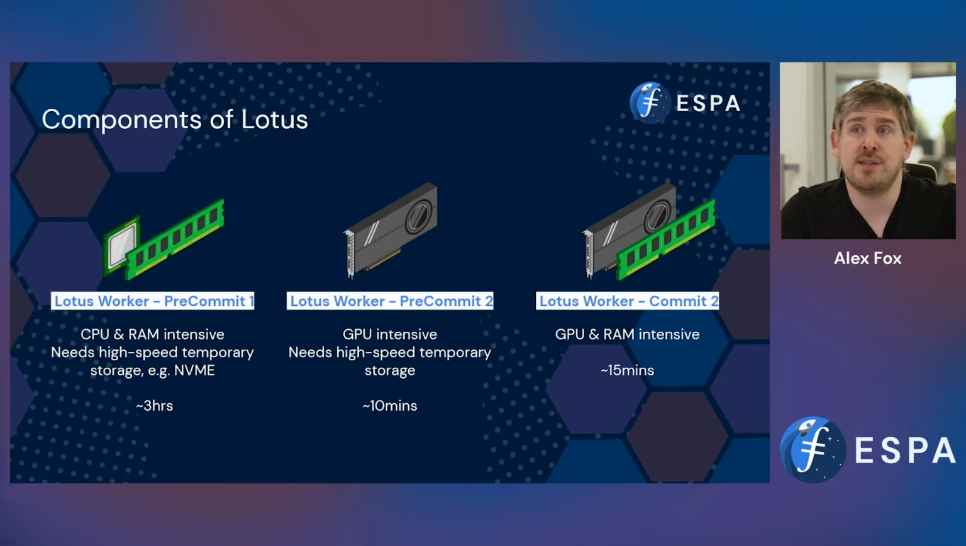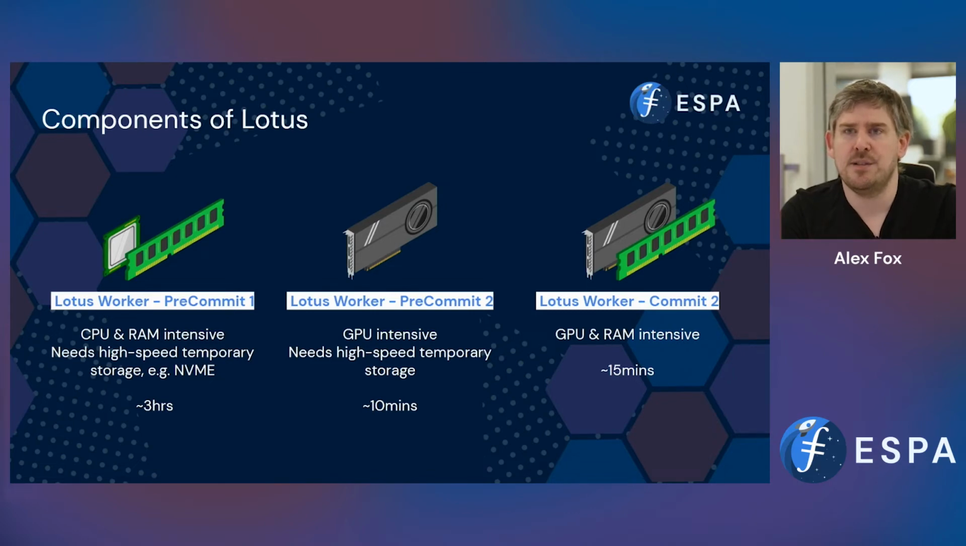But the majority of the work is really split into 3 different parts. There's pre-commit 1, pre-commit 2, and commit 2. And they're shortened to PC1, PC2, C2, respectively. And that's what we see when we're running commands in Lotus. It'll just refer to PC1, PC2, C2 as the pre-commit 1, pre-commit 2, commit 2 parts of the sealing process.